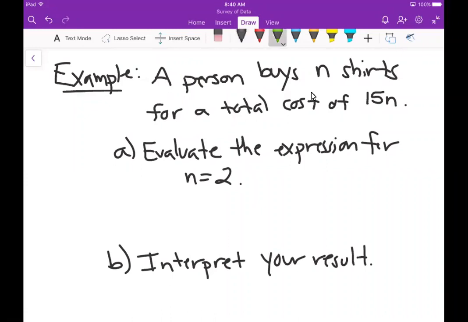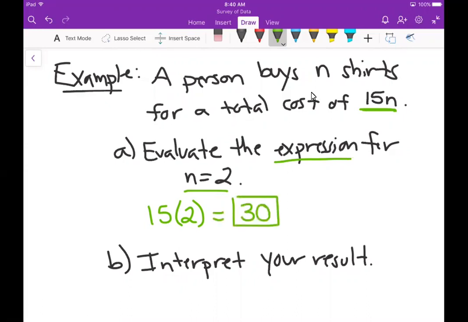Okay, so let's go back to part A. We want to evaluate the expression. So the expression is 15N for N equal to 2. So that's just what we were doing before, right? The key thing here is to realize that 15N is the expression. It's the one with both a constant, a variable, and an operation between them. So for this part, we're going to take 15 and plug in N equals 2. Again, I'm going to use those parentheses to remind myself that I'm doing multiplication here. 15 times 2 is 30. And so we've gotten 30 there.